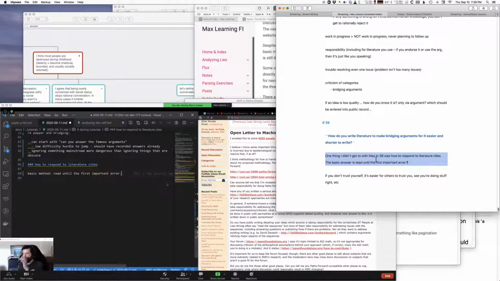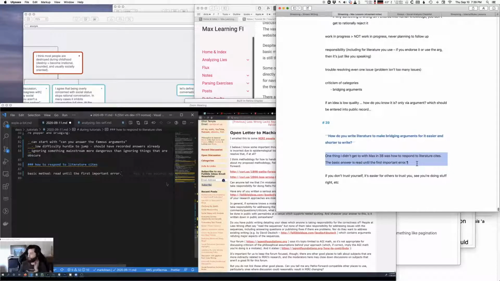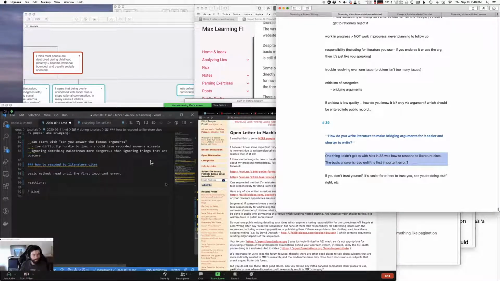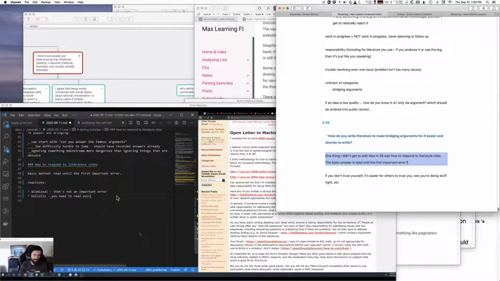Yeah, that shows good intent as well. For this idea of responding to the first error, can you think of ways people would respond to that, what their reaction would be? So there's dismissal, like "that's not important," and "that's an error." Yeah, that's a common one. There's, I guess, a sort of holistic argument. Yeah, right. Those are some of the common types of negativity, where people seem to disagree with the method itself.